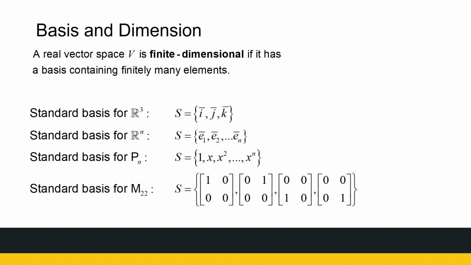The next concept we're looking at is that of dimension. Firstly, we say a vector space is finite dimensional if the basis for that vector space has a finite number of elements. So we see the basis of R3 has 3 elements. The basis for Rn has n elements. The basis for Pn has n plus 1 elements. The basis for M22 has 1, 2, 3, 4 elements. So what that means is these are all finite dimensional vector spaces.